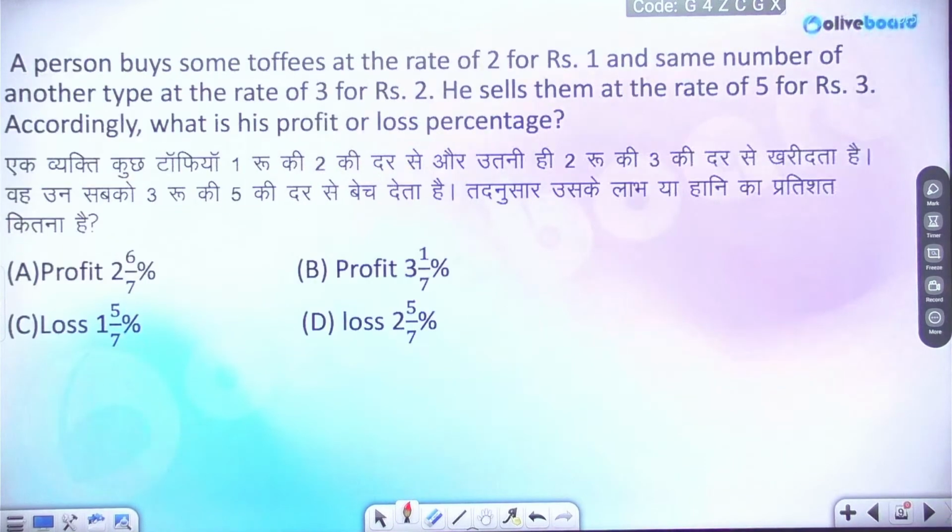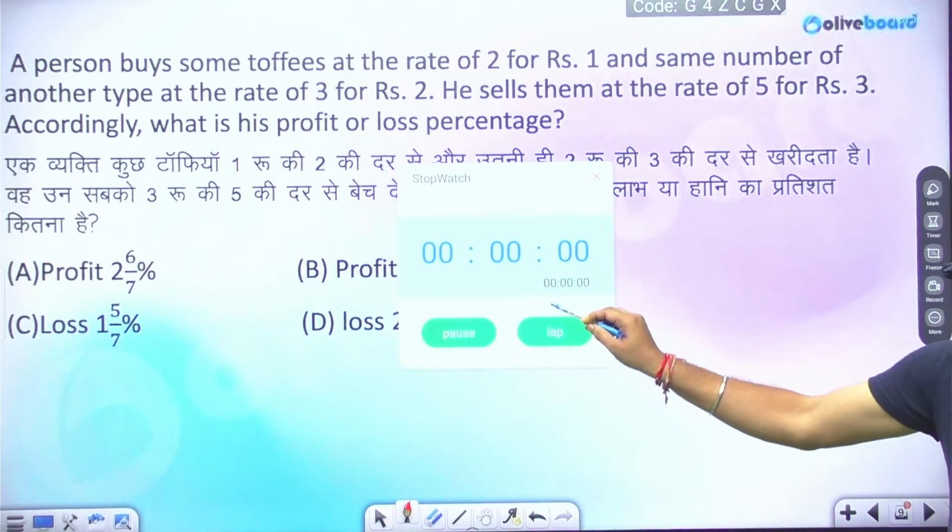Now, this is the last question. Let's see who is doing the last question.